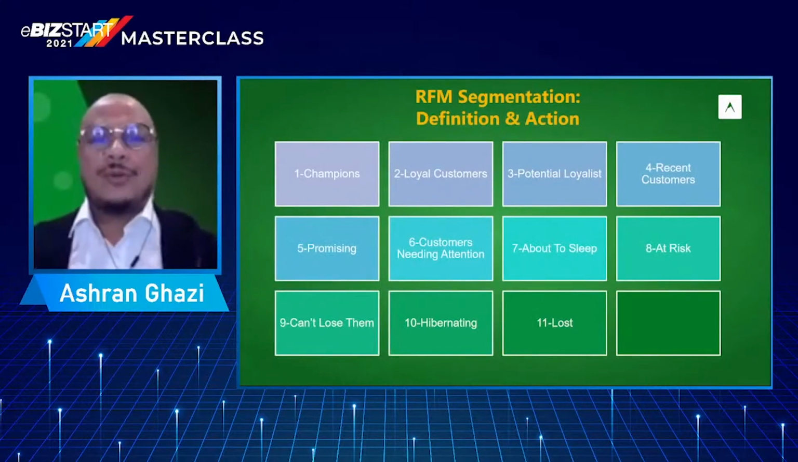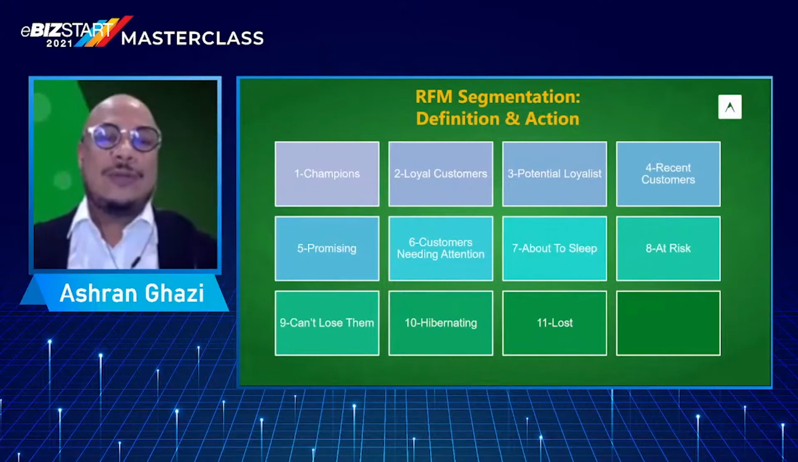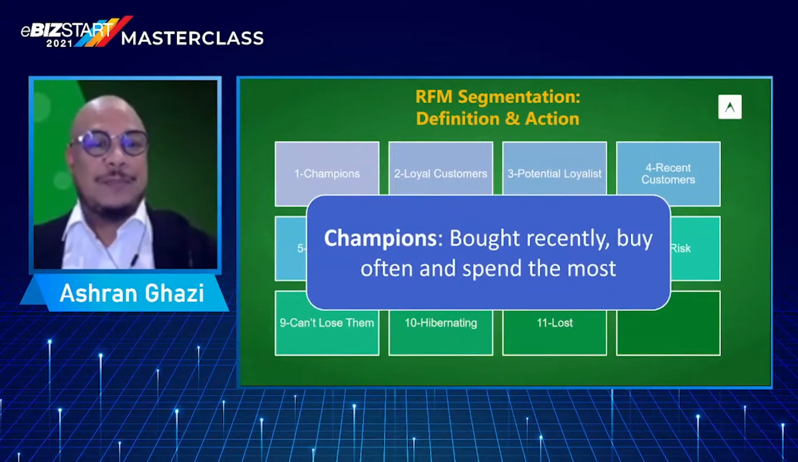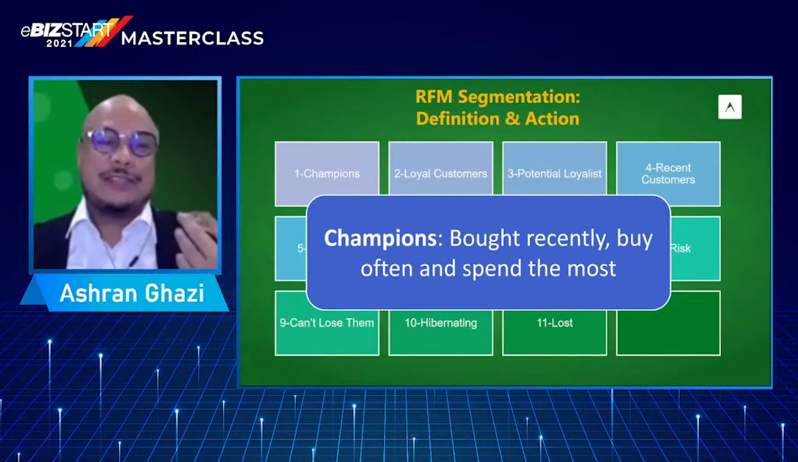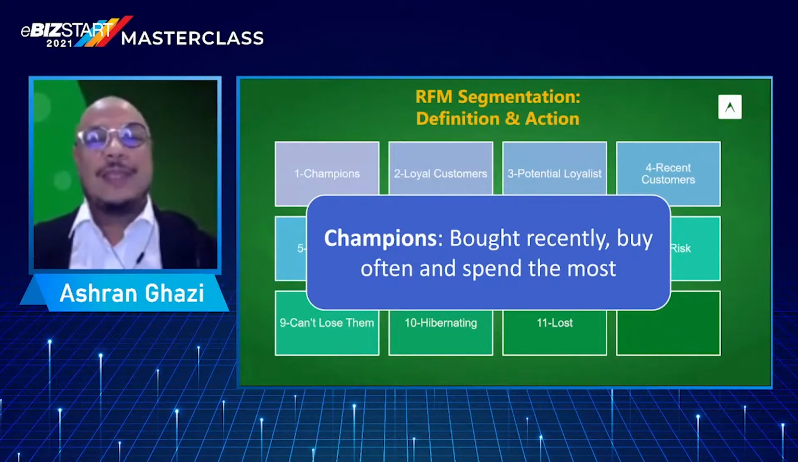Yeah. And so let me walk you through a little bit. I know you've seen this just now. Let's look at some of the definitions and examples of actions that you can possibly take in all these 11 blocks that I've shared over here. So when we talk about champions, and I gave that example just now, they bought recently, they buy often, they spend the most. So the key question to any entrepreneurs or marketers out there is, what do I do next, right?